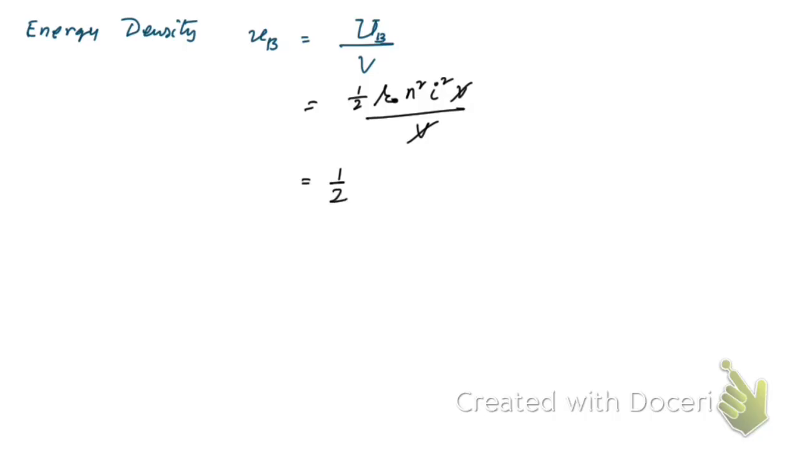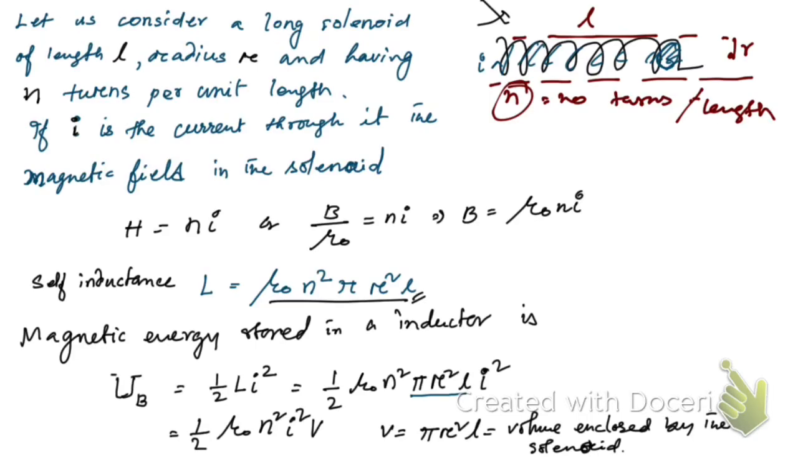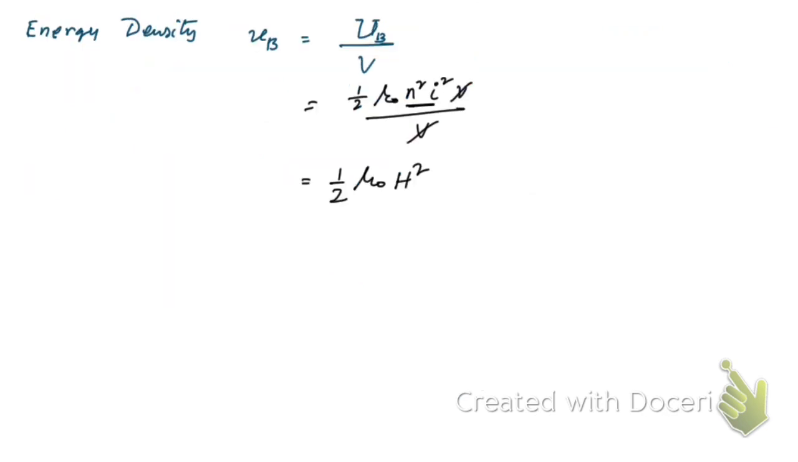1 by 2, right? Mu naught, so n square I square can be replaced by H square. From this equation you can see, by H square. Let me take this as equation number 2, and let me use here equation number 2. Okay, so this is the energy density in the magnetic field, right?